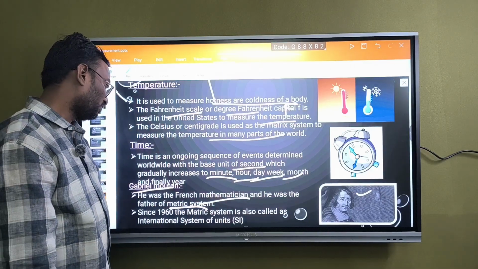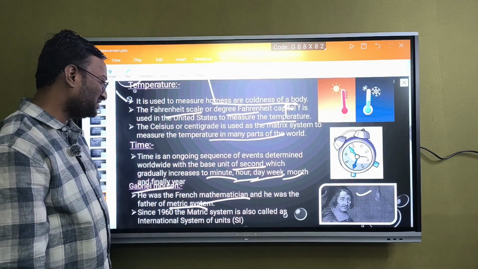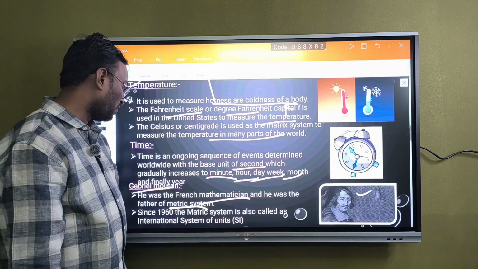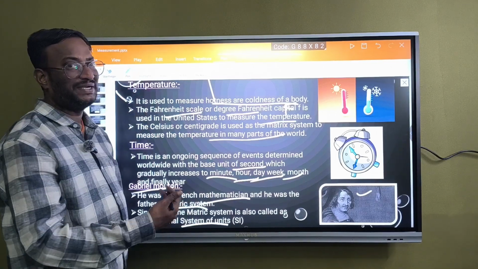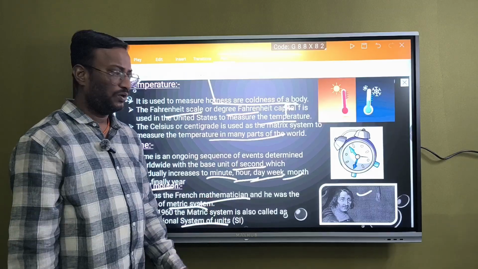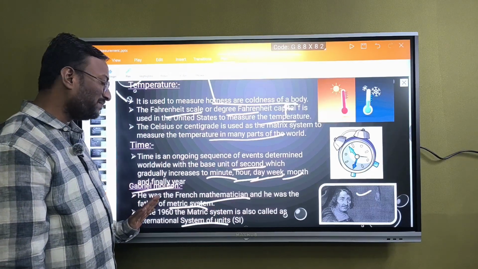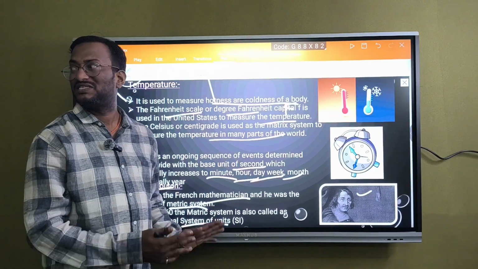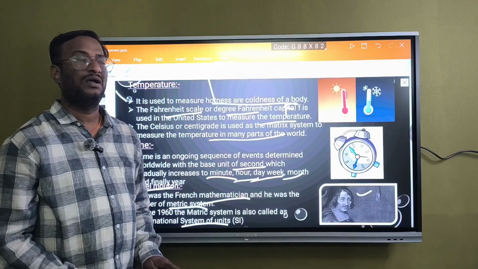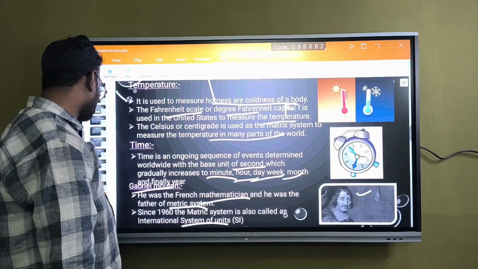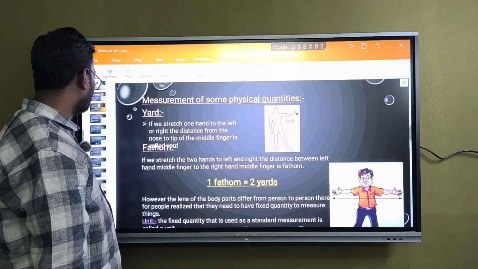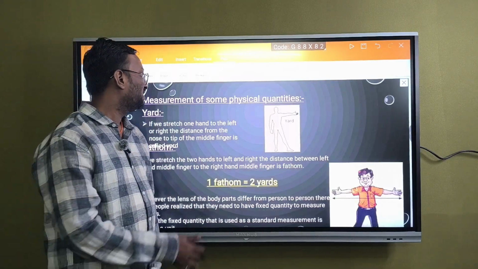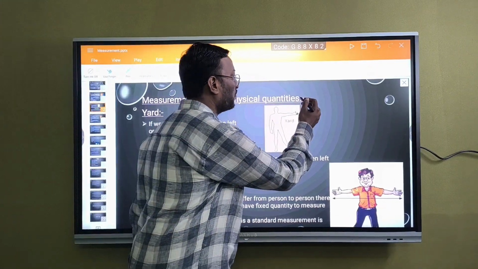Gabriel Mount. Since 1960, the metric system is also called the International System of Units or System International, the SI system. So this metric system is once again called System International or International System of Units. Right. Next topic is measurement of some physical quantities.